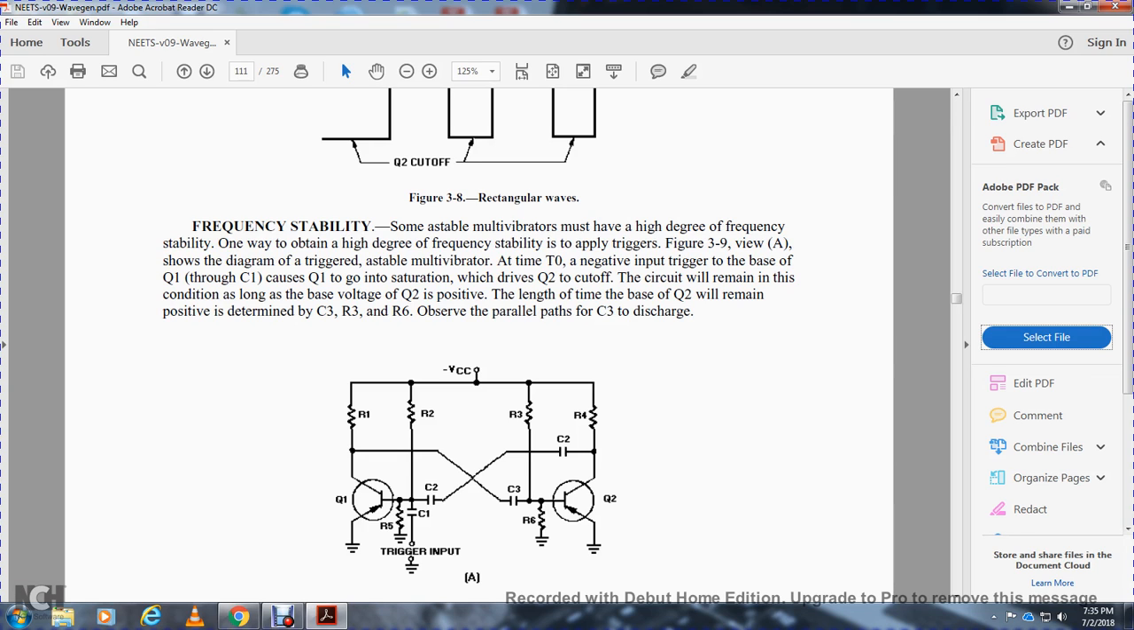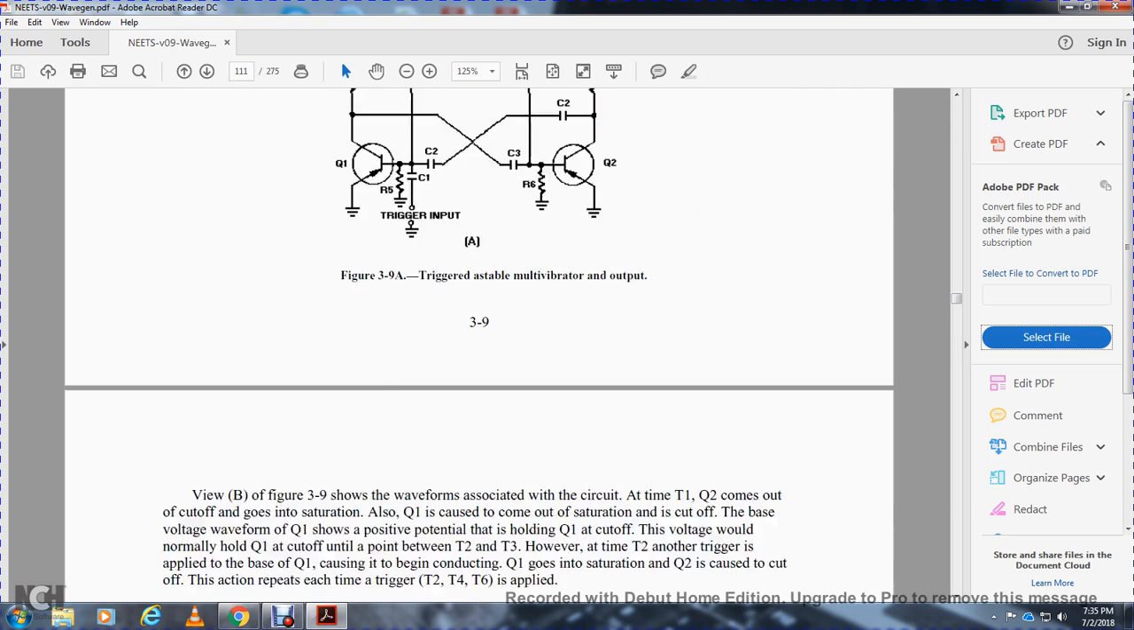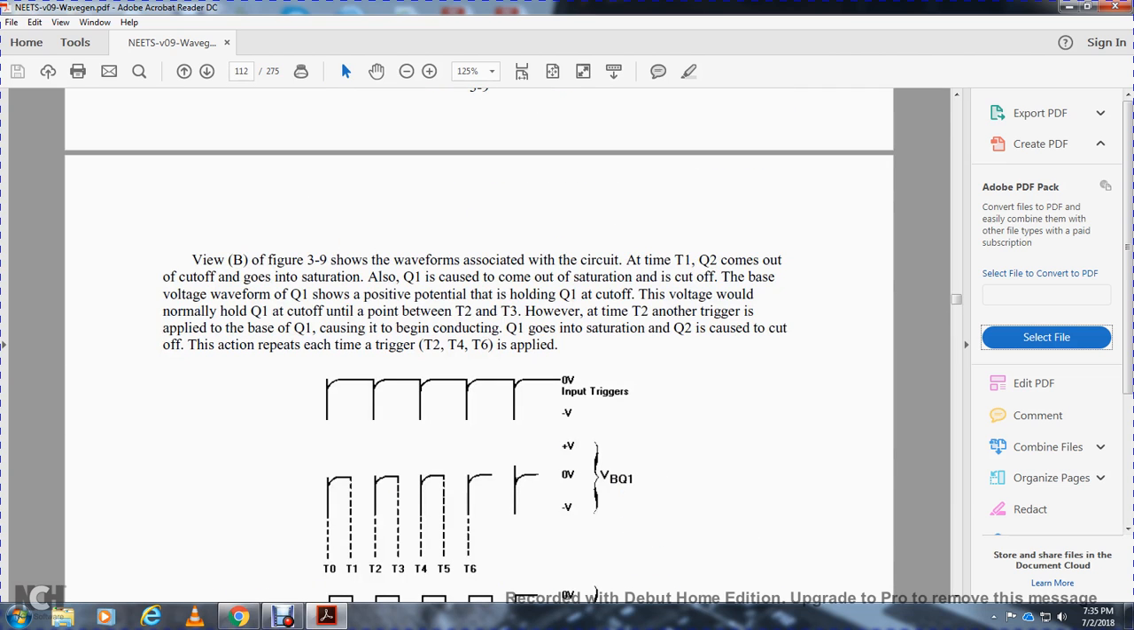The circuit will remain in this condition as long as the base voltage of transistor 2 is positive. The length of time the base of transistor 2 remains positive is determined by capacitor 3, resistor 3, and resistor 6. Observe the parallel path of capacitor 3 and its discharge. View B, figure 3.9 shows the waveforms associated with the circuit, with time 1 where transistor 2 comes out of cutoff and goes into saturation.